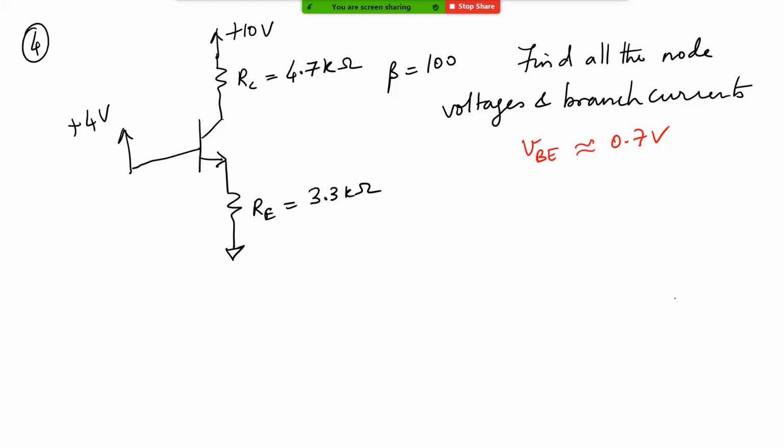Sometimes you can take it as 0.65, sometimes as 0.6. Whatever you take it, make sure that you specify what you're taking. In fact, I think the transistors that we use in lab typically are around 0.6 something, so you can probably take 0.6. In this case, you can just take 0.7. All right.